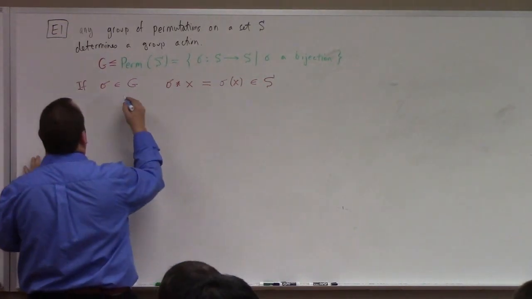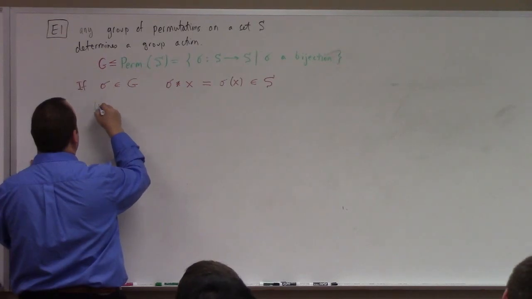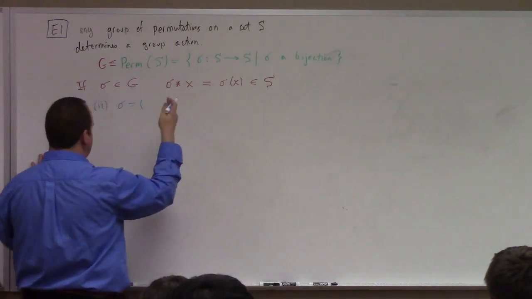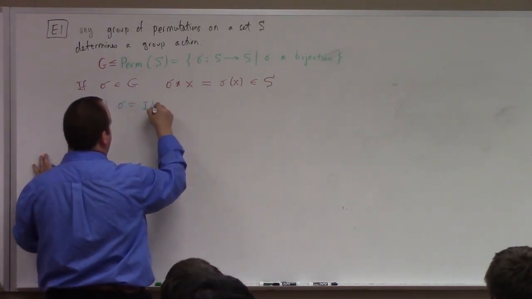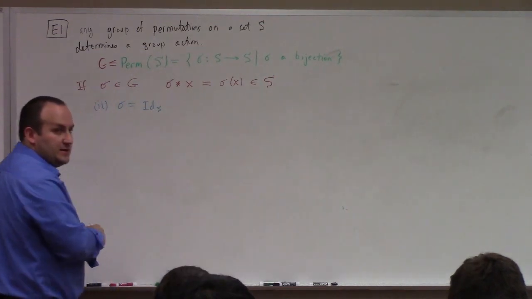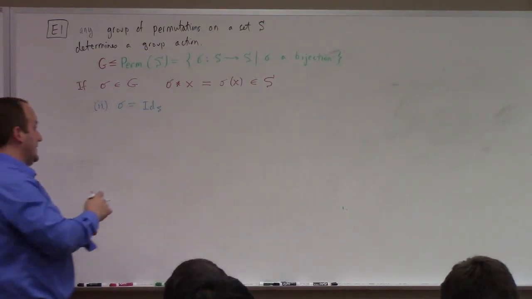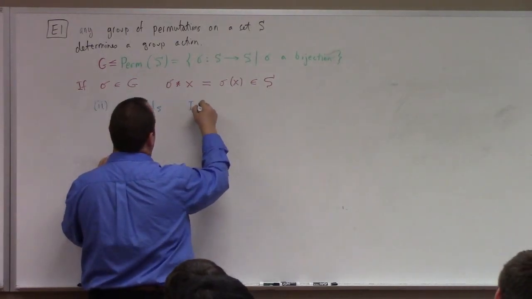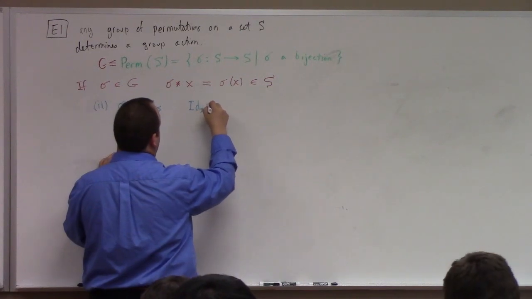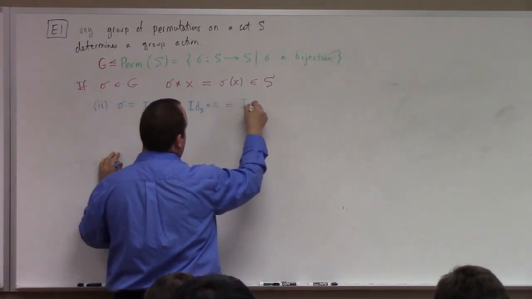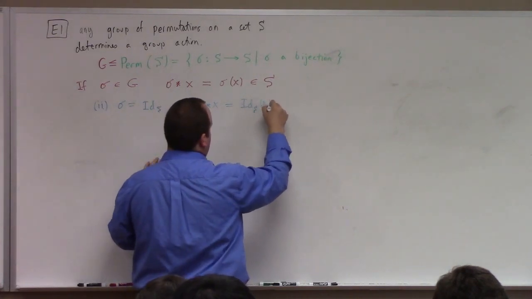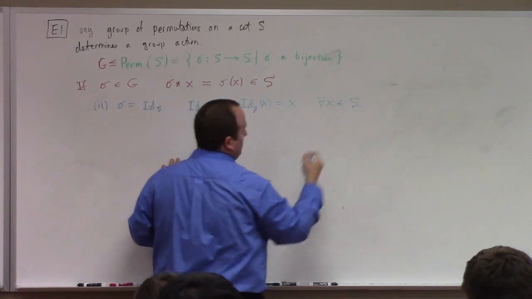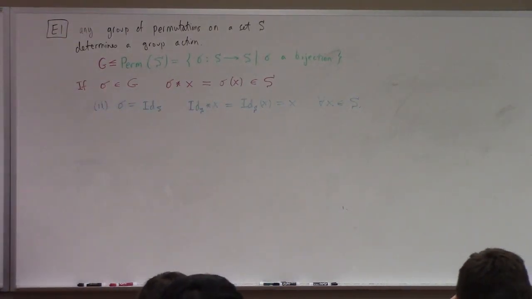Well, one of the things we have, I'll do 2 first. Sigma equal to, we usually use the notation, let me just say the identity mapping on S, right? That's the group identity in the permutation group, right? And, well, you can see that. I mean, if I take the identity on S star X, that's the identity on S of X, which is equal to X again, right, for all X. So the group identity works like we'd like.